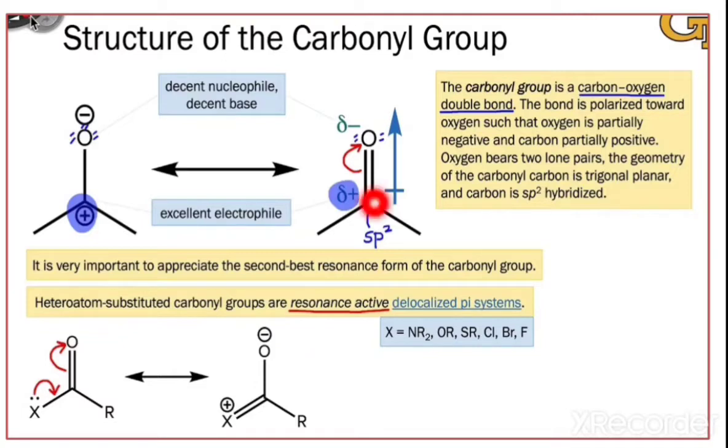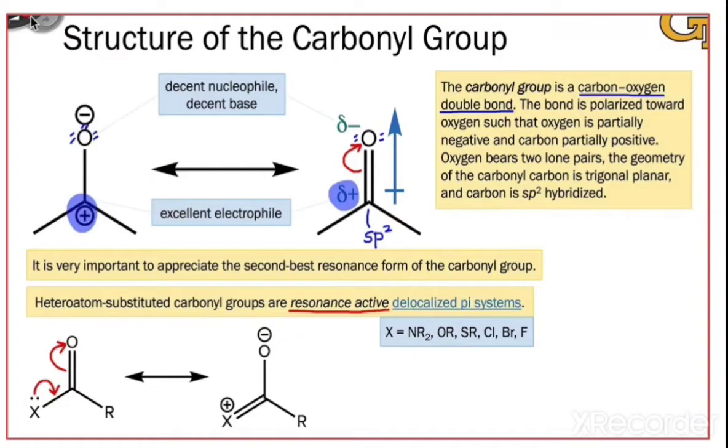Here this bond is polarized toward the oxygen such that the oxygen is more electronegative. We show this arrow in this way because the oxygen is more electronegative and carbon is partially positive. Here oxygen bears two lone pairs, and the geometry of the carbonyl carbon is trigonal planar, and carbon has sp2 hybridization. This means the carbonyl carbon is an excellent electrophile, while this O minus is a better nucleophile.